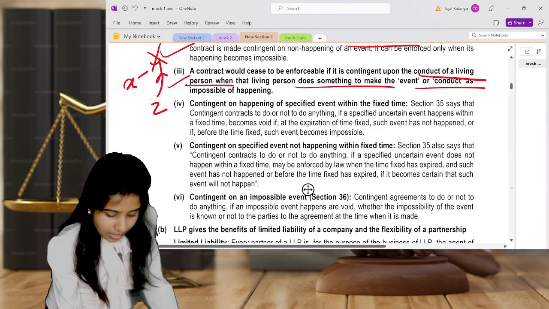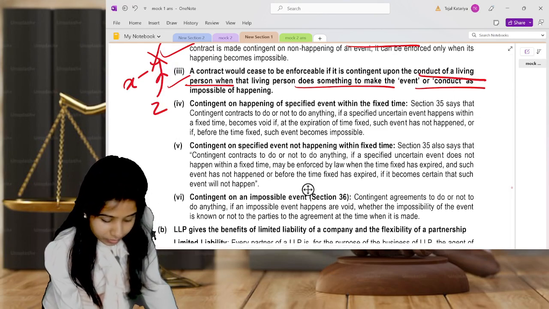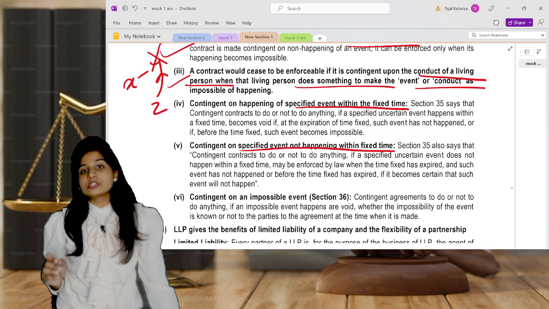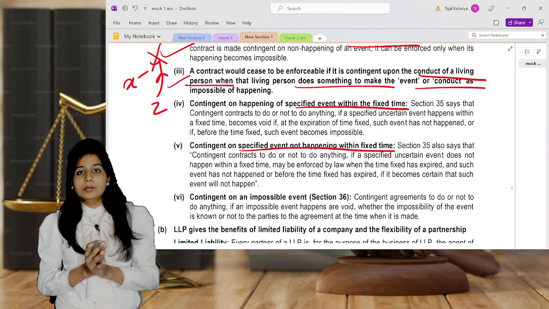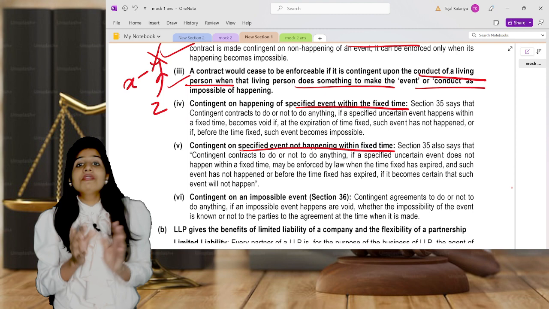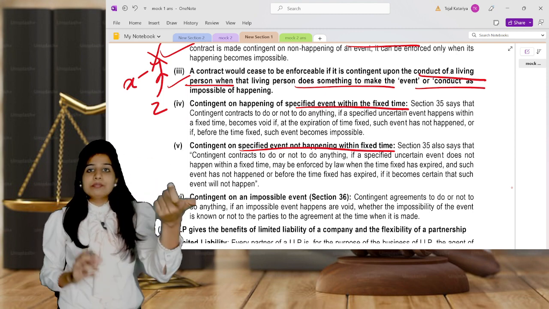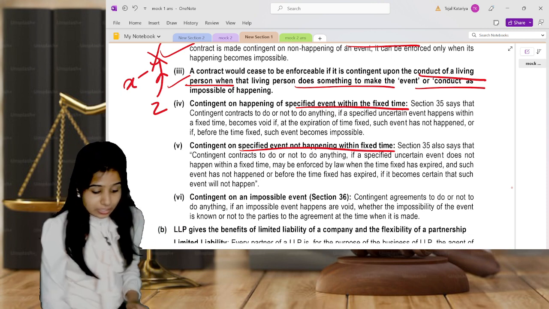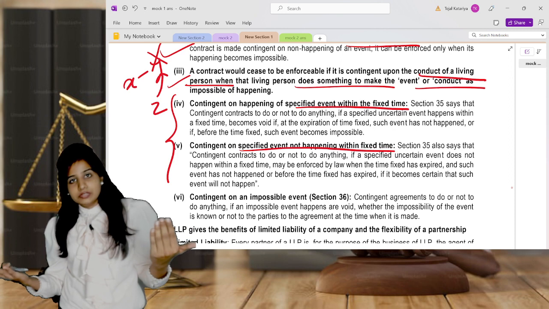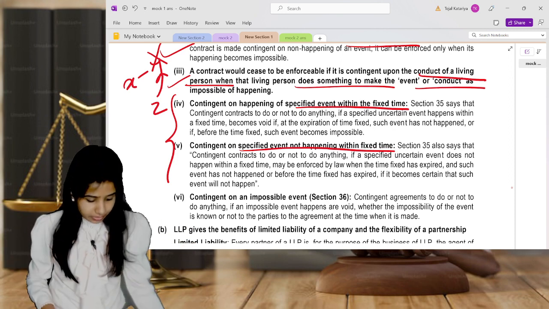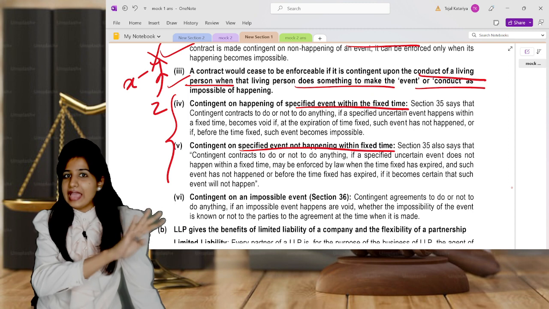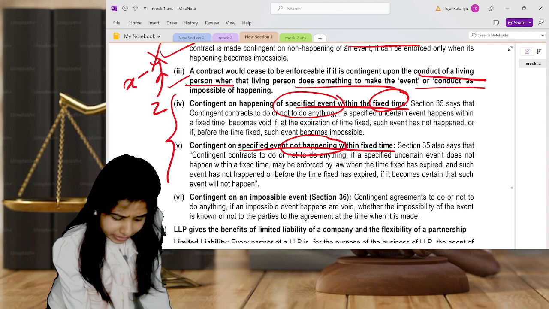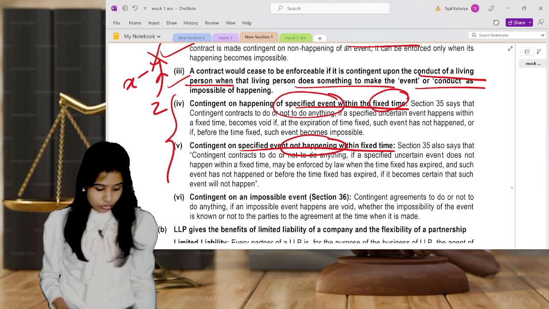And the last two situations are contingent on the happening of a specified event within the time specified, and a specified event not happening within the specified time. So here they are giving a time period along with the happening and non-happening of the event. In the first two points it was only about the happening or not happening of the event. If the time is not given, reasonable time will be considered, but here they are specifying the time. So understand, the time is fixed, and you will be considering two factors: specified event happening and not happening.